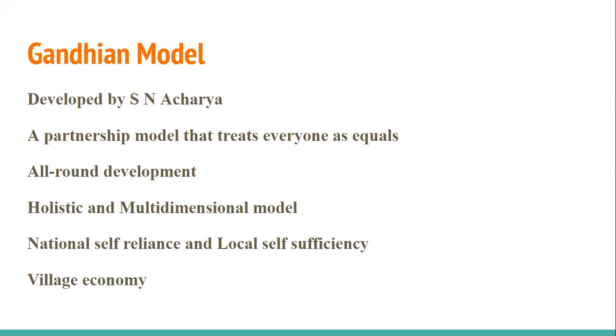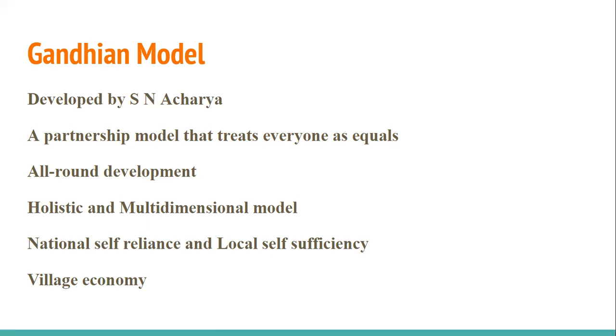And the Gandhian model. We know that Gandhi said a lot of things about the development of a country. He visualized the development of India in many ways. He wrote many things about the ways through which an economy could progress, and he also laid down certain conditions for the development of the Indian economy. But Gandhi didn't make any clear model of development. Later on, SN Acharya, a follower of Gandhi, developed a model in the name of Gandhi that has come to be known as the Gandhian model.